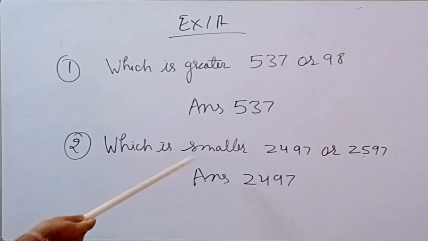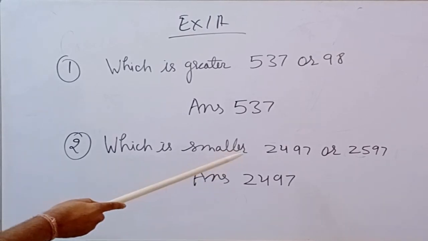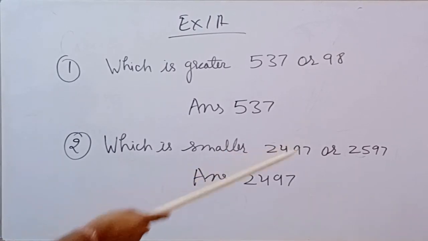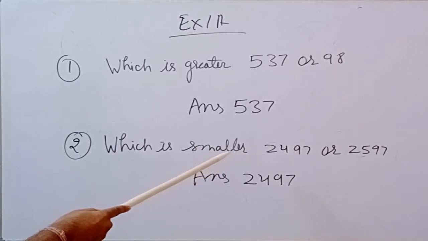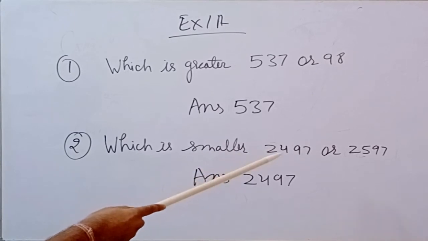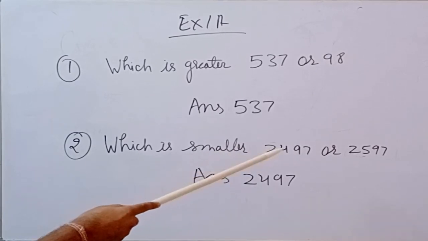Now the question number 2, second part I am going to take, in which we have to find which is smaller. Here we have the two numbers 2497 and 2597, in which we have to find out which is smaller. As I told you, first we will count the number of digits. What do you see here? You see that both numbers have the same number of digits, that is 4.